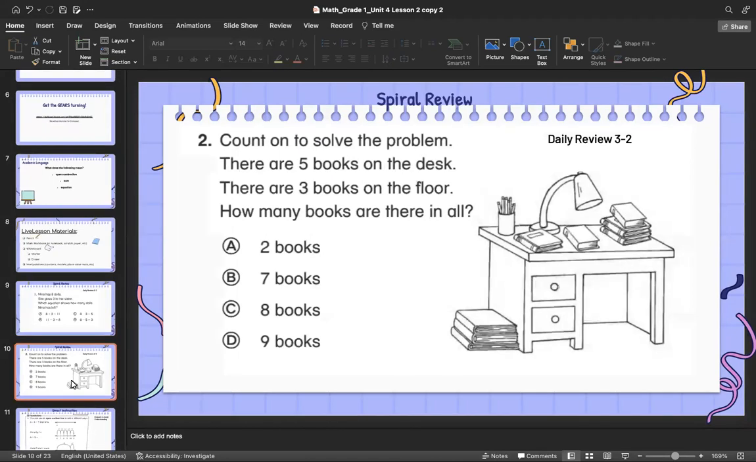How many books are in all? Addition or subtraction? Pause and work it out.